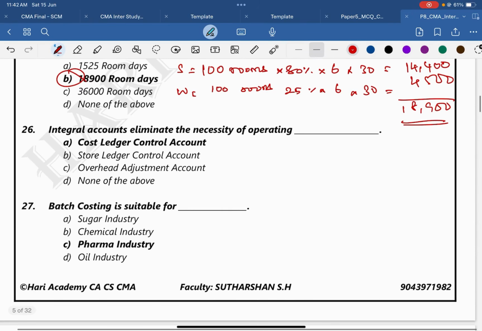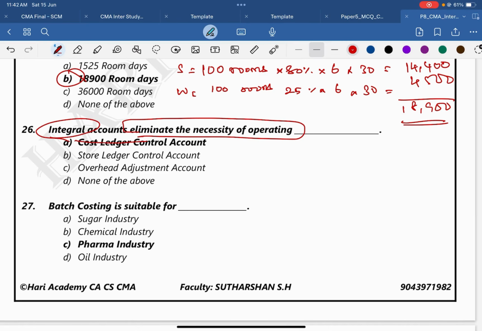As integral accounts eliminate the necessity of operating in an integral accounting system, we will not prepare the cost ledger control account. We will only use this cost ledger control account in a non-integral accounting system.